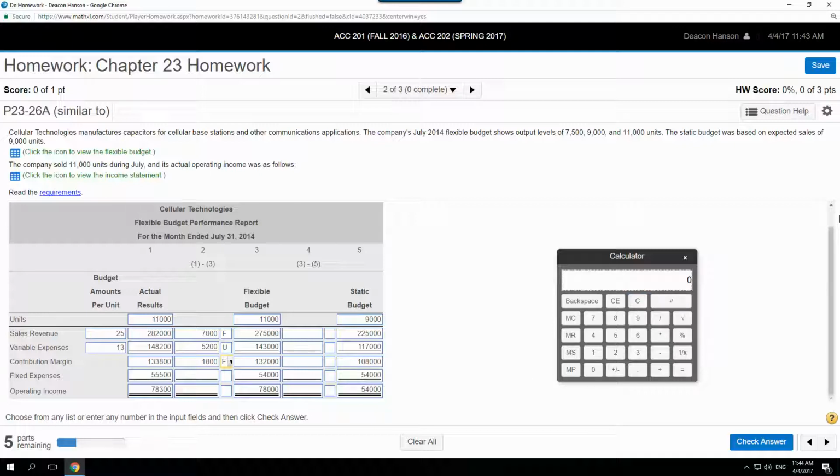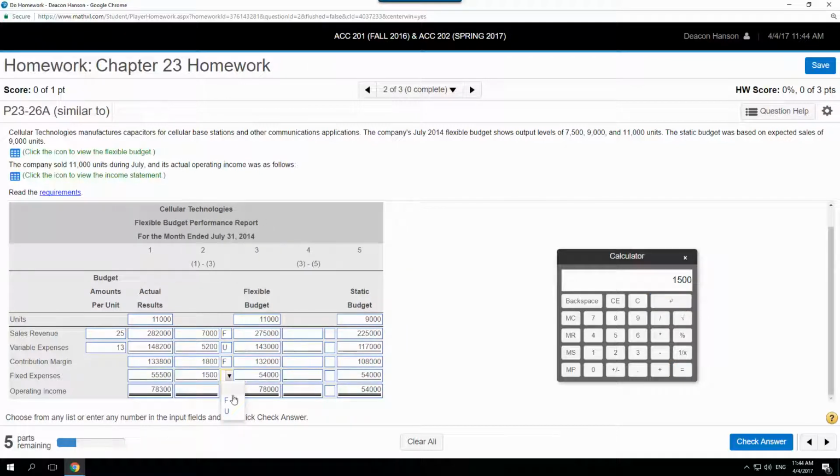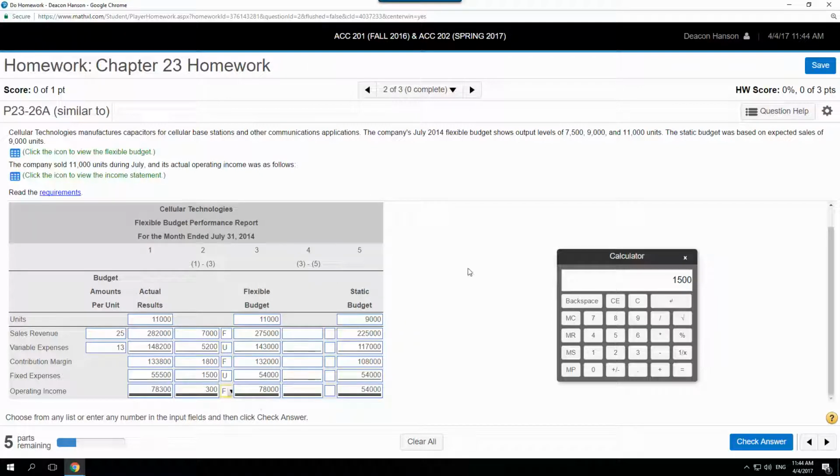And then fixed expenses again. The difference between the actual and the flexible budget is 1,500, but because it's more than the budget, it's unfavorable. And then right down here, we don't even need a calculator. $300 more in net income. That means it's favorable. So the template kind of shows you how to go through it because they give you the math up here at the top.